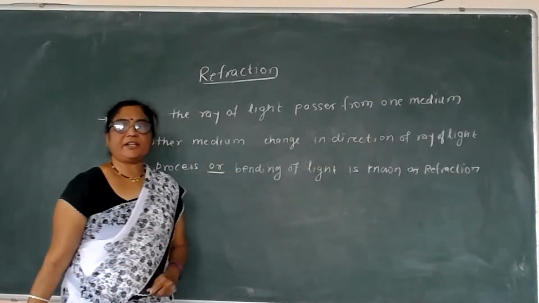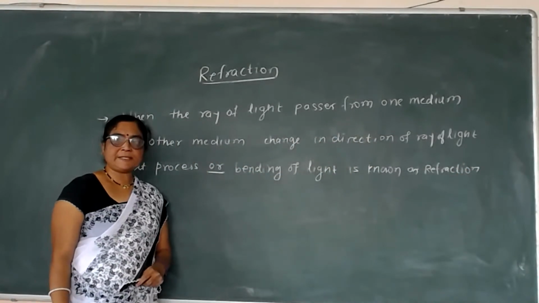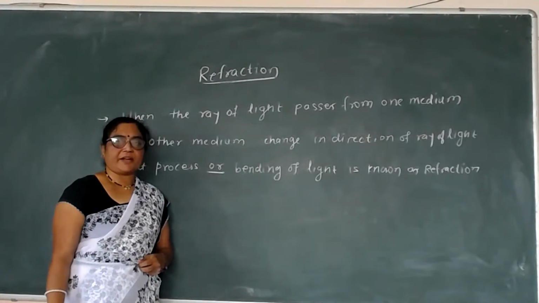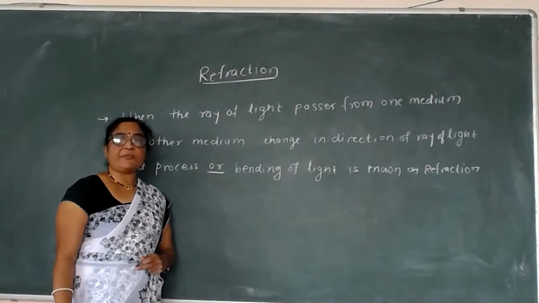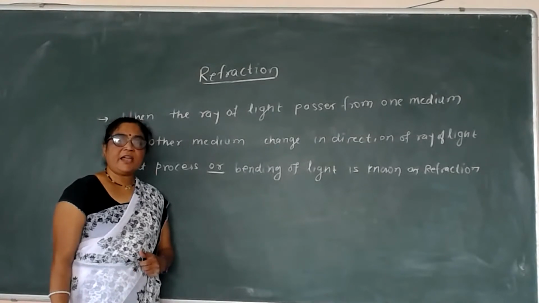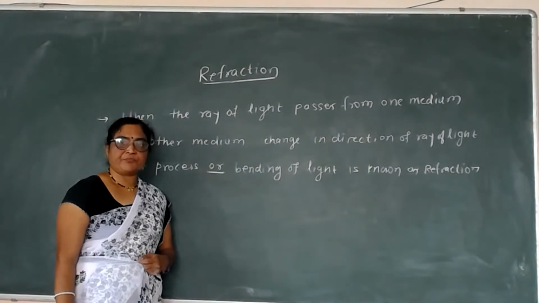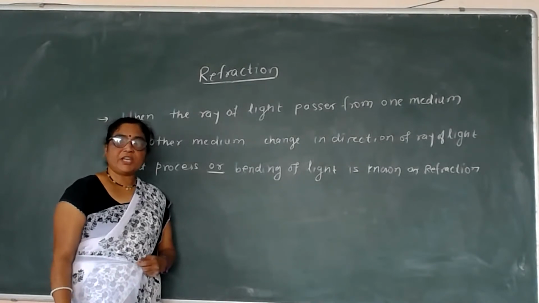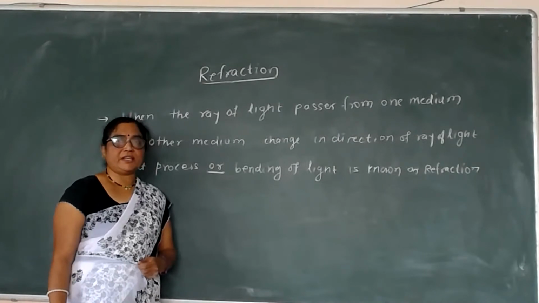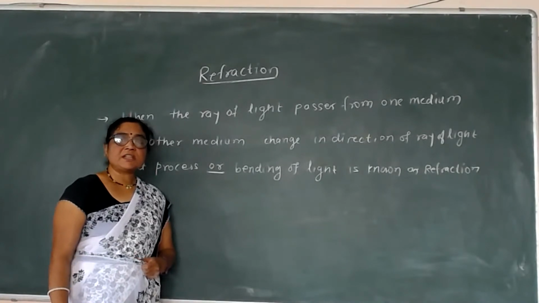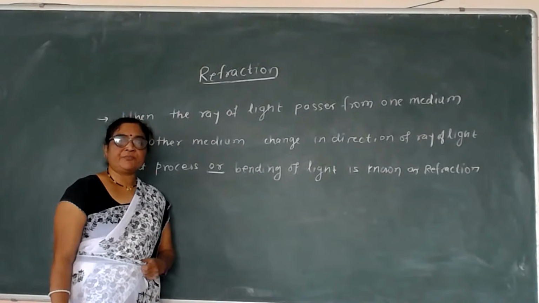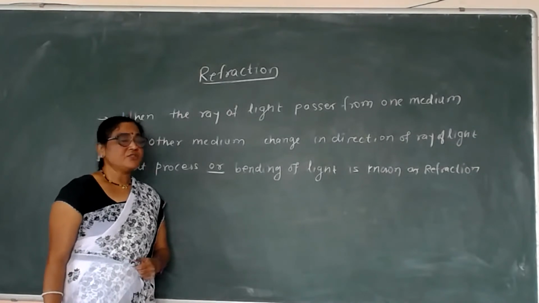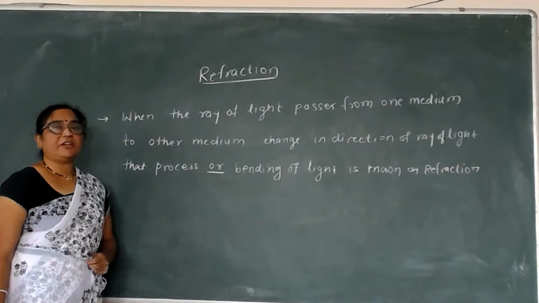When the ray of light is incident on the surface, some part of the light is reflected and some part is refracted. The intensity of the refracted light is less as compared to the incident light, because some of the intensity of the light decreases due to the reflection of light. So in this way we study refraction.